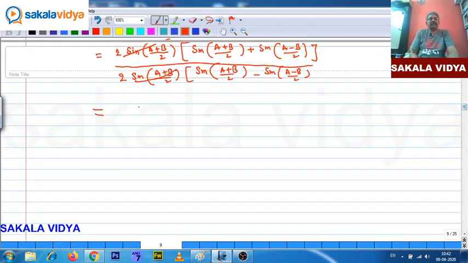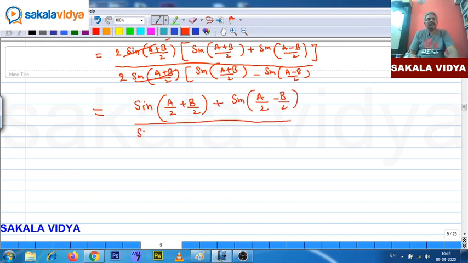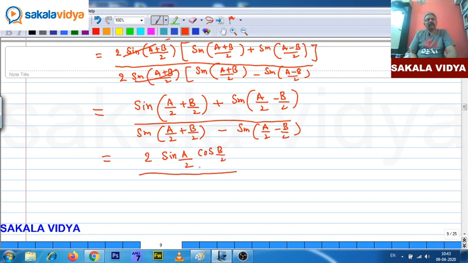For our convenience, A plus B by 2 can be written as A by 2 plus B by 2. So, this we can write sin of A by 2 plus B by 2 plus sin of A by 2 minus B by 2, upon sin of A by 2 plus B by 2 minus sin of A by 2 minus B by 2. In transformations, first formula we have studied. So, now the numerator sin of A by 2 plus B by 2 plus sin of A by 2 minus B by 2 is 2 sin A by 2 cos B by 2. This will be interchanged in the denominator: we get 2 cos of A by 2 and sin B by 2. This 2 gets cancelled. We have tan A by 2 into cot B by 2.